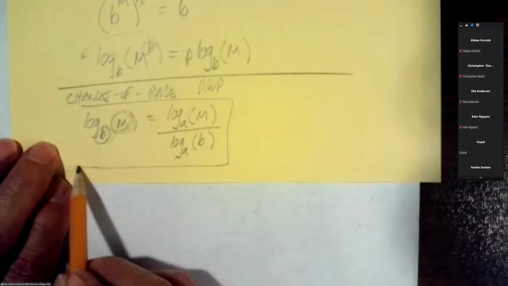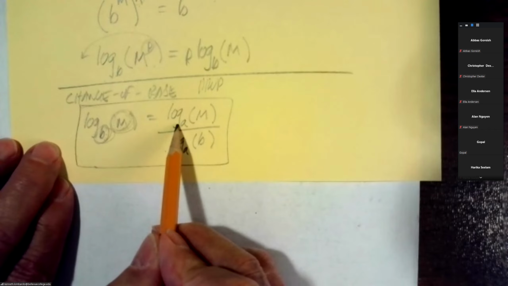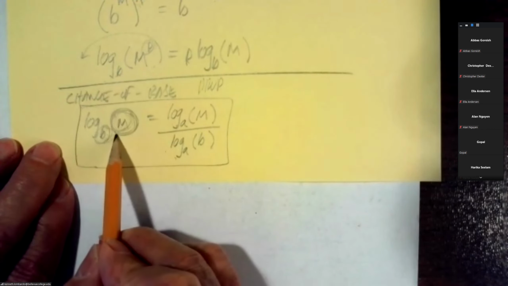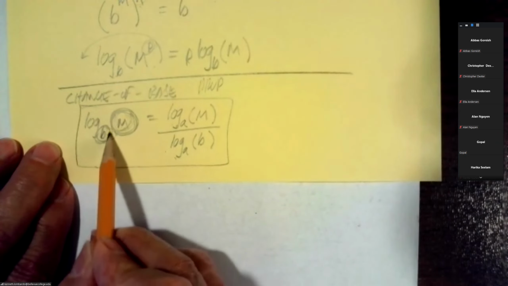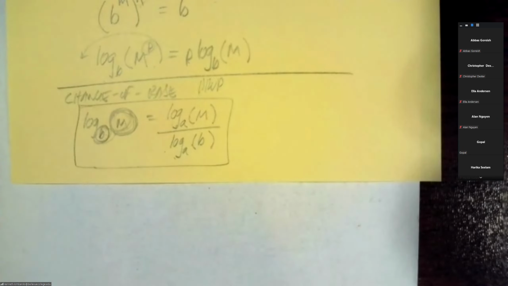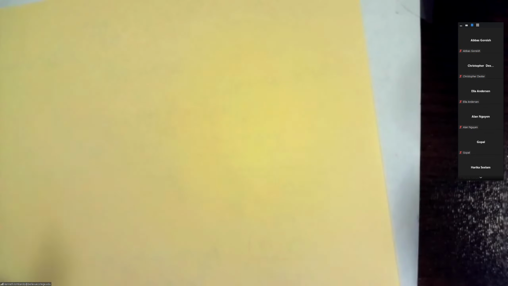It's just a definition. It just says that if we want to change the base from b to a, then we take the new base of this value and the new base of this value, and we have a quotient. It's just a definition that we use. Okay, thank you. That's a property. Okay. Let me take you through some examples.